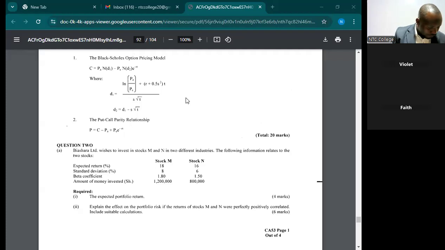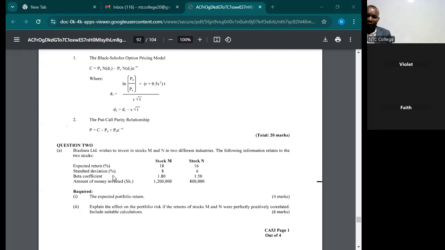Okay. The question says that Biashara Limited wishes to invest in stock M and N in different industries. The following information relates to the stocks. So we have expected return, standard deviation, beta coefficient, and amount of money to be invested. When you see the amount of money to be invested, when you're talking about portfolio management, what comes to your mind?